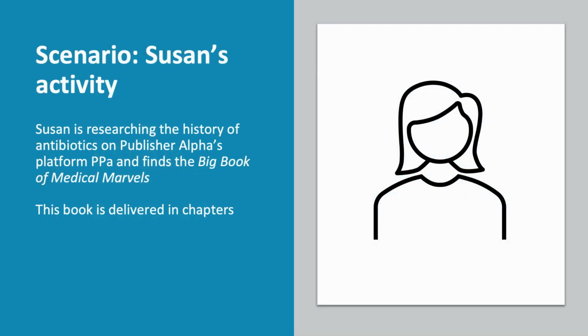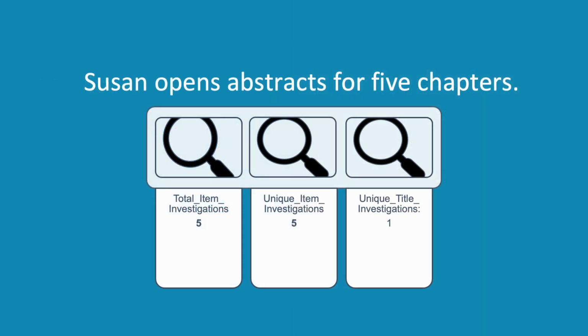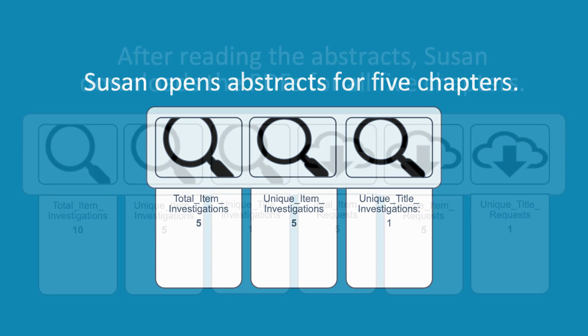Susan is researching the history of antibiotics on a publisher platform Alpha. She finds the Big Book of Medical Marvels, which is delivered in chapters. Susan opens abstracts for 5 chapters. The counts are 5 total item investigations, 5 unique item investigations, and 1 unique title investigation. This is because each chapter is a unique item, but all 5 come from the same unique title.